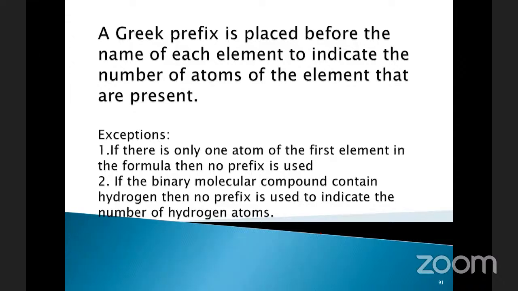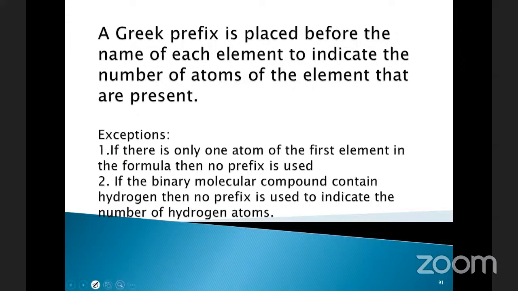And the purpose of that is to indicate the number of atoms of the element that is present in the molecule. Now, the key thing you need to remember is this. There are certain exceptions to the use of the prefixes, and these exceptions are listed down here.